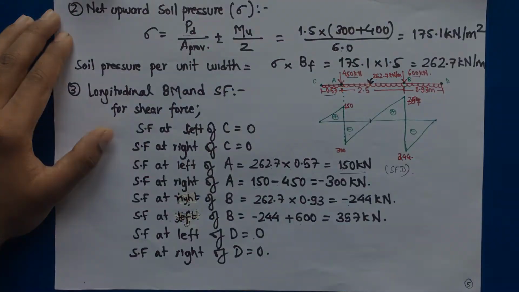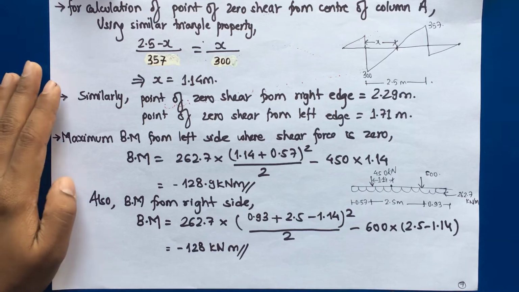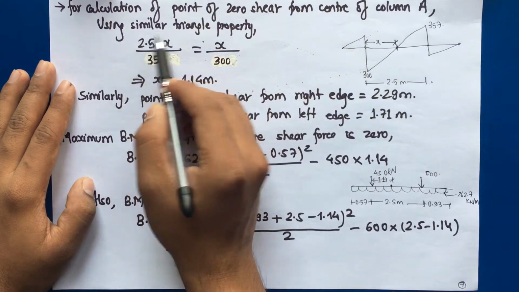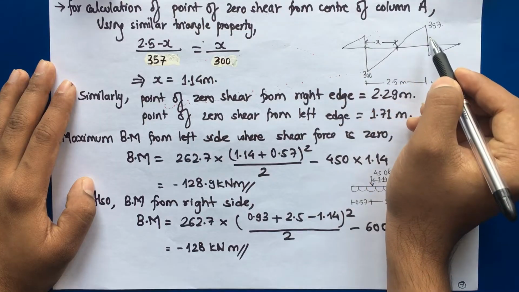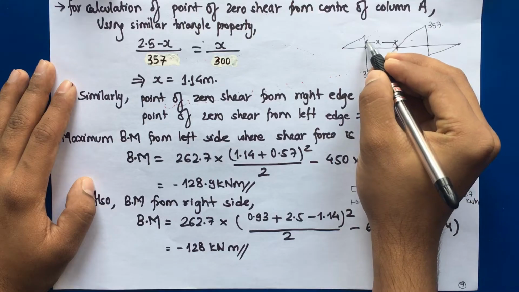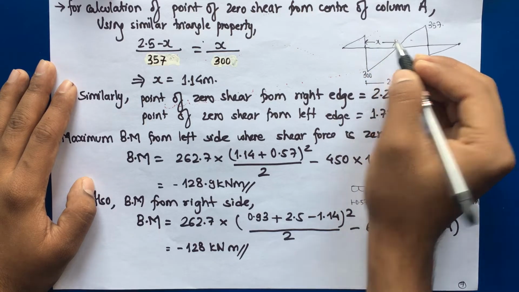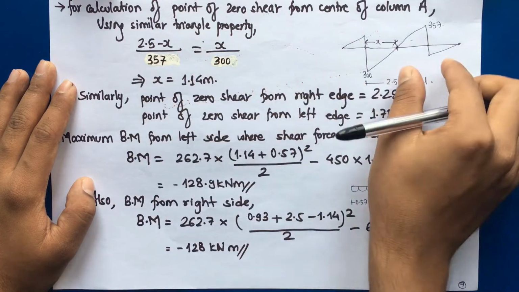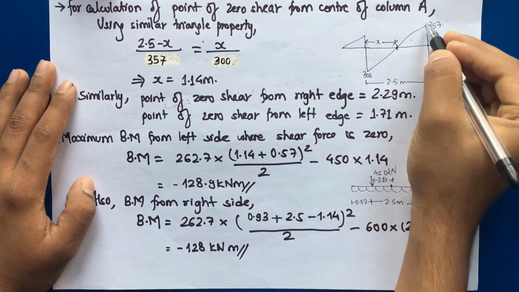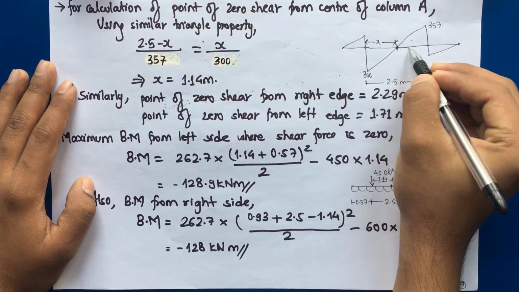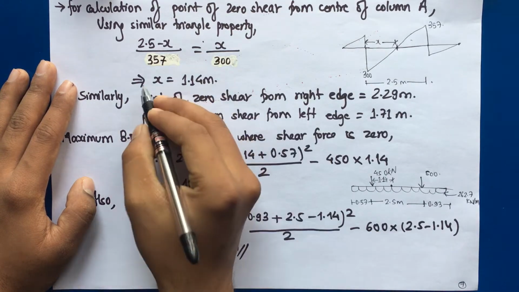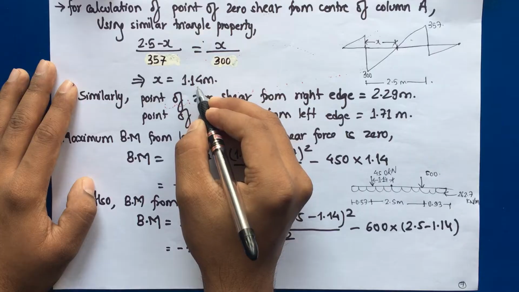Now let us calculate the distance. For calculating the point of 0 shear from the center of column A, we will use the similar triangle property. So this was the shear force diagram. I have just written these two values because we are interested in these two triangles. If we consider an x distance from the center of column A, then (2.5 minus x) divided by 357 is equal to x divided by 300. Now on solving this, we get x is equal to 1.14 meter.